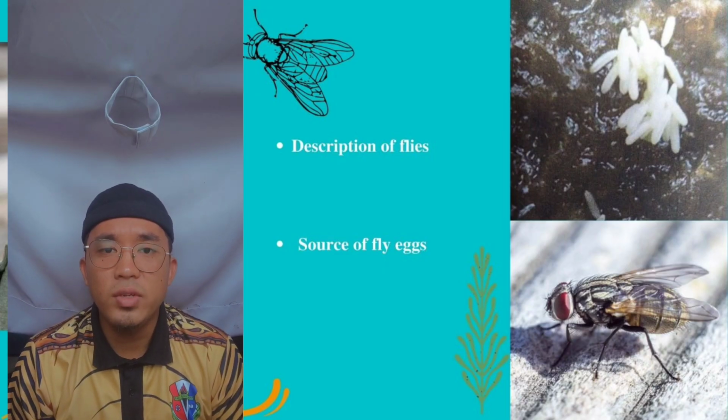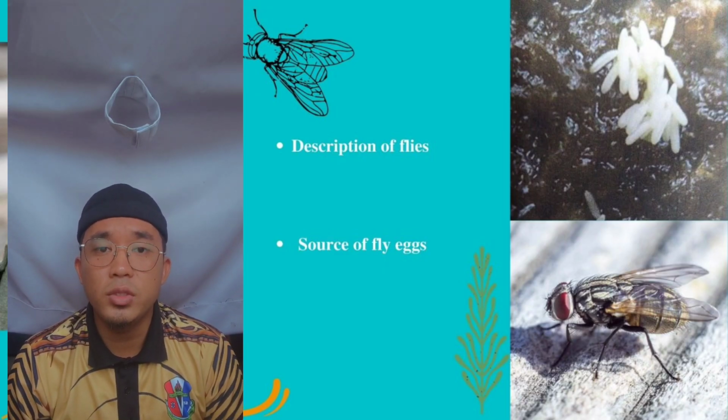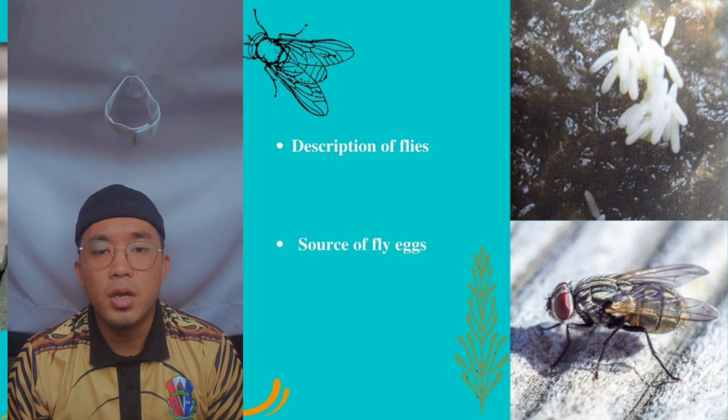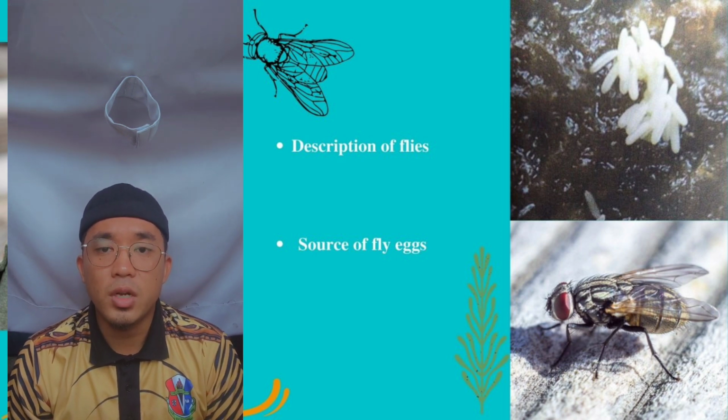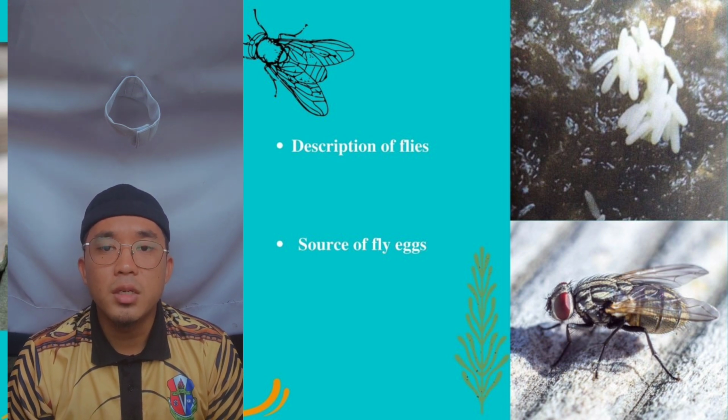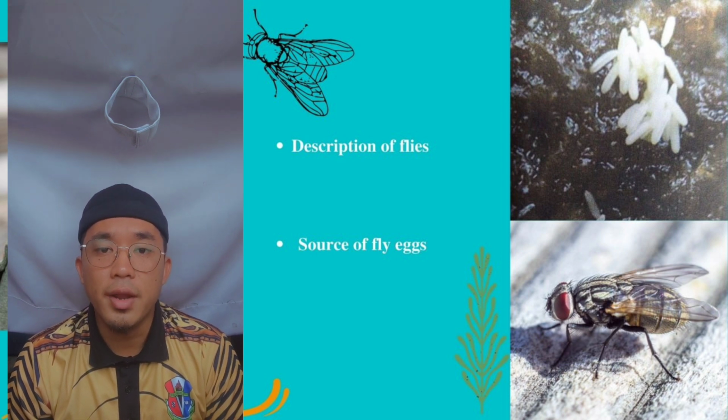First, I will briefly describe the species chosen and the source of the egg. I chose the housefly to study. The scientific name of this housefly is Musca domestica Linnaeus. I used sardine to help me conduct research on the life cycle of the housefly. I put chain sardine in a jar to attract flies to lay their eggs on the sardine.